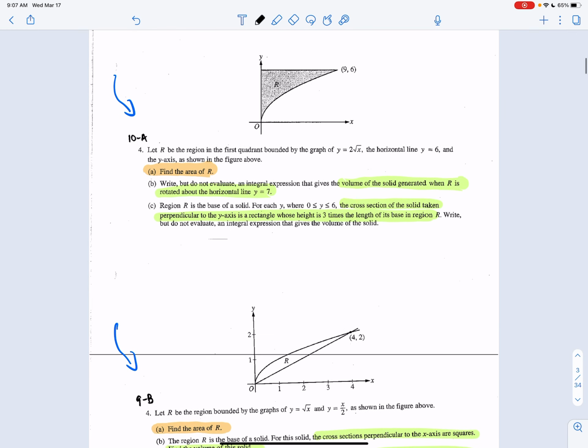Okay. Let's do this one here, okay? 2009 Form B, Part B.